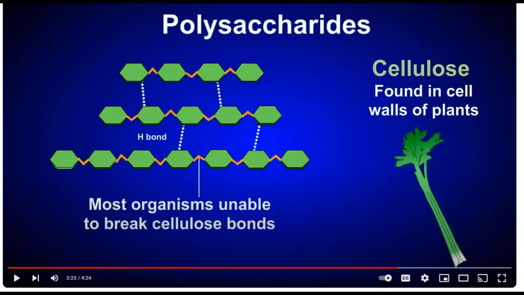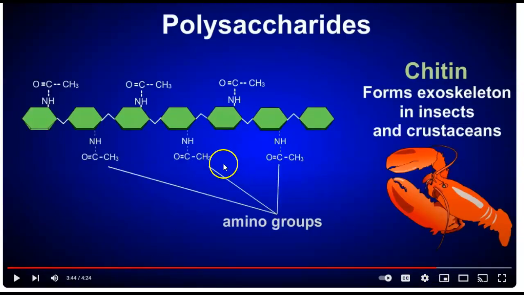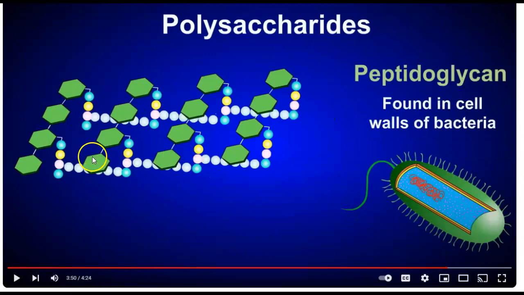Here's just a few more examples of polysaccharides, remembering that it is the shape of biological molecules that matter. So here you have cellulose, which is the stringy things in celery. And our bodies are unable to break the bonds in between molecules. So as a result, cellulose is good for fiber in our body. Here is chitin, which is used in insects and exoskeletons. And here is another one.